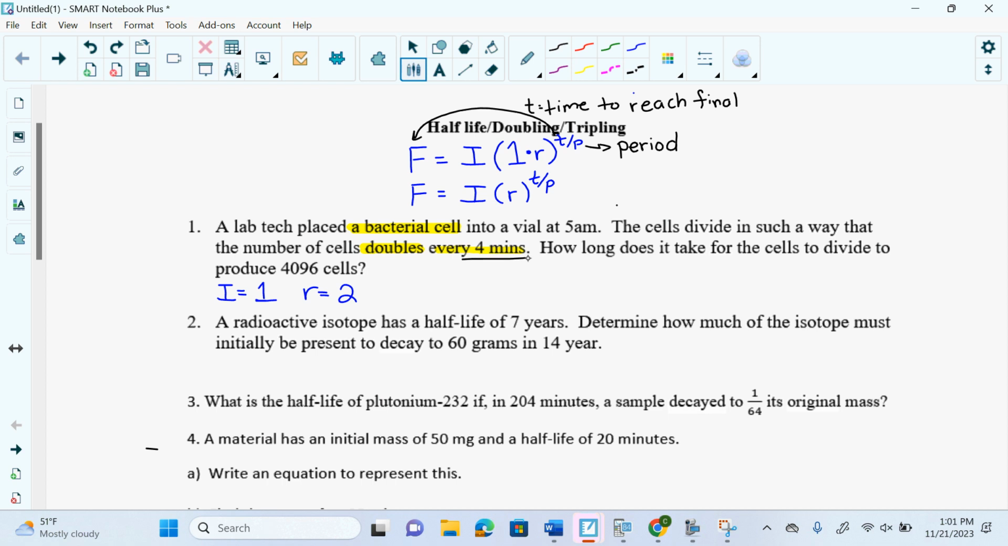So in 4 minutes, I'm going to have double what I had before. In 4 minutes, I'm going to have another double what I had then. 4 minutes, double that again. So it's going to grow quite quickly, right? If I had 1 bacteria cell, in 4 minutes I'd have 2. In 4 minutes I'm going to have 4, then 8, then 16, then 32, then 64, then 128. Like it's doubling every single time. It's growing exponentially. So if it doubles every 4 minutes, that's my P.